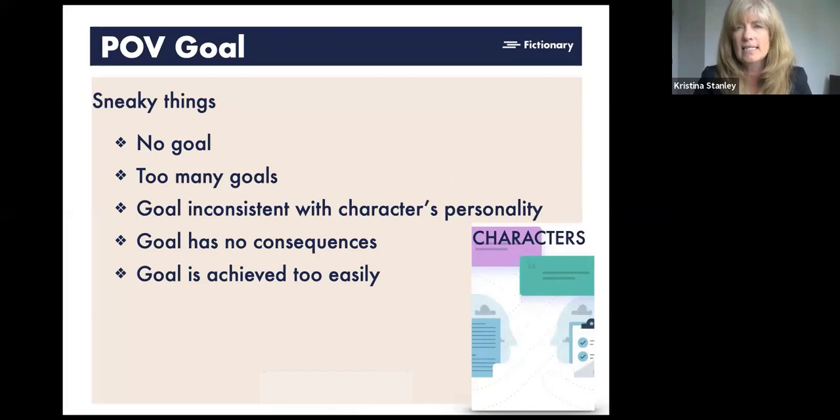Another is if the goal is inconsistent with a character's personality. So a very simple example, if you had established early on, for example, a character drinks tea, and then later they're trying to do an overnighter and they're desperate for a cup of coffee. Well, they're a tea drinker, and so that's an inconsistency, and their goal doesn't make sense. The goal has no consequences, which we talked about, and also if the goal is achieved too easily, it's not really a great goal.